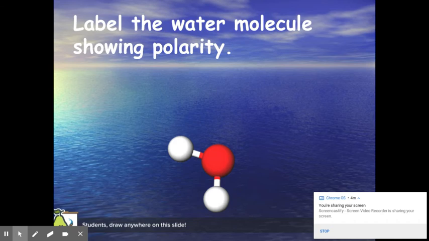So, label a water molecule showing its polarity. So just to show you this, here's where I'm going to use my stylus, so hopefully I can do this here. So we have oxygen, this big oxygen atom. That was a bad color to pick.